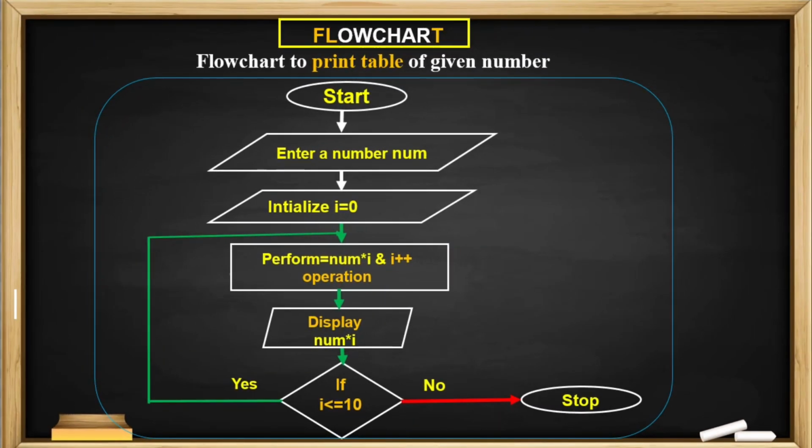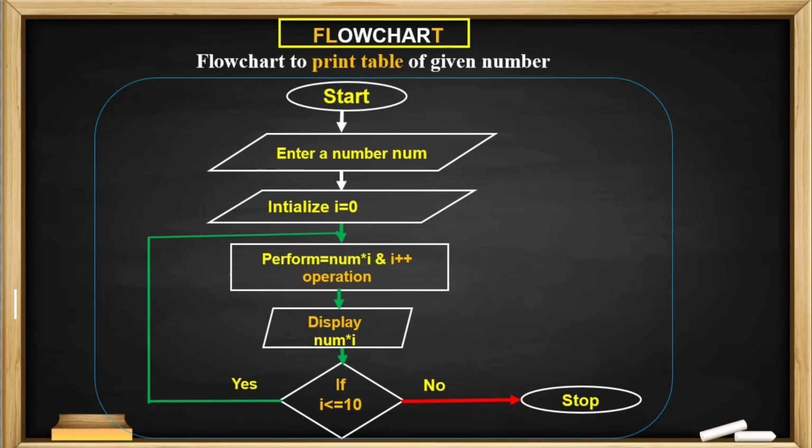Now we shall discuss the flowchart for the same task. Flowchart is a graphical representation of an algorithm. Flowchart always begins with start and ends with stop. The number is read and stored in variable num as displayed in the input-output block. Later, initialization of loop variable I is done as I equals 0.